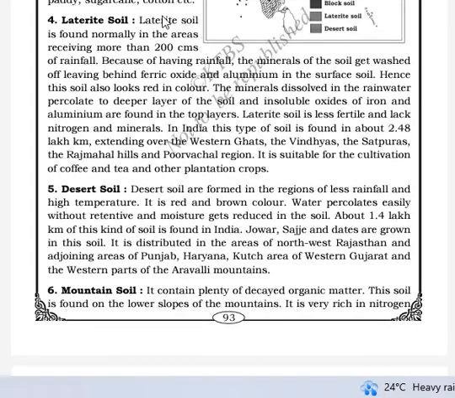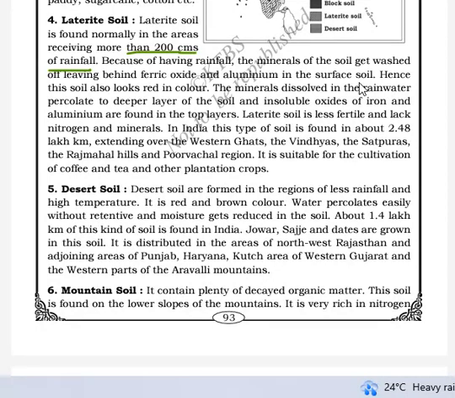Okay. So laterite soil is found normally in the areas receiving more than 200 centimeters of rainfall. In those parts of our country where the region will receive 200 centimeters of rainfall, only there can we get the laterite soil. Because of the rainfall, the minerals of the soil get washed off, leaving behind ferric oxide and aluminium in the surface soil.